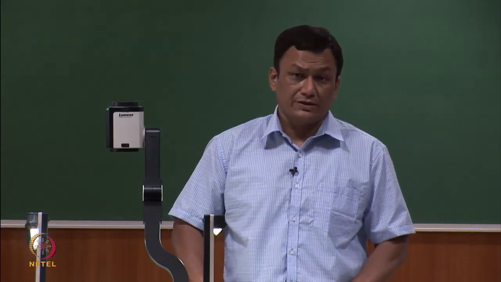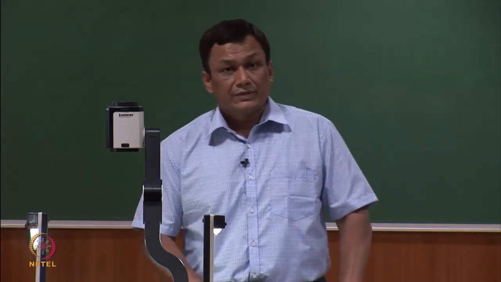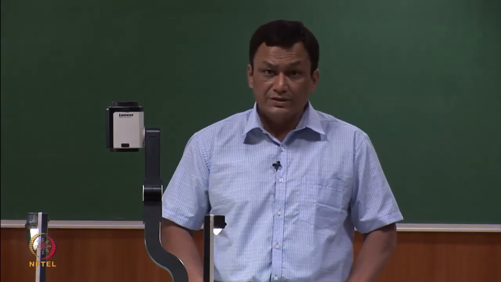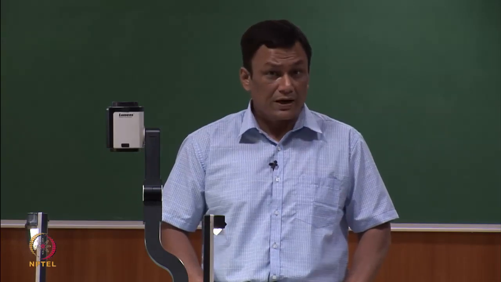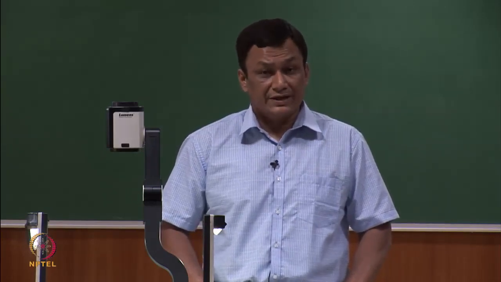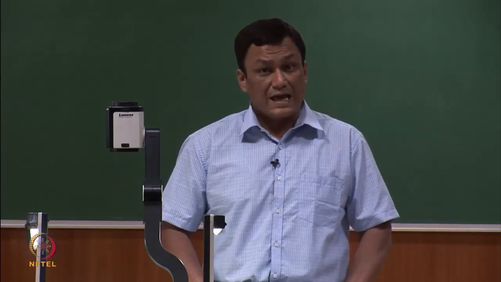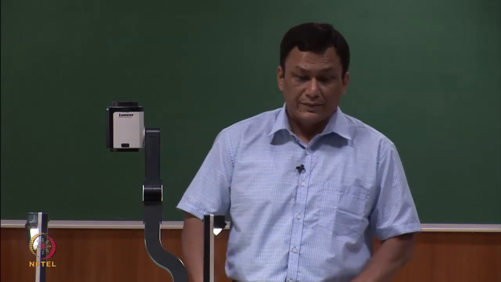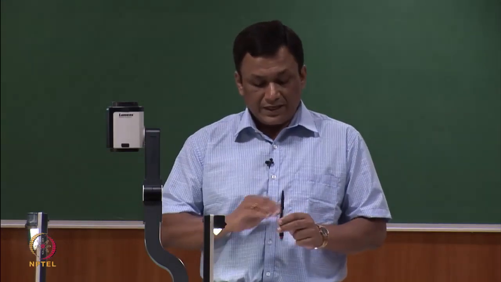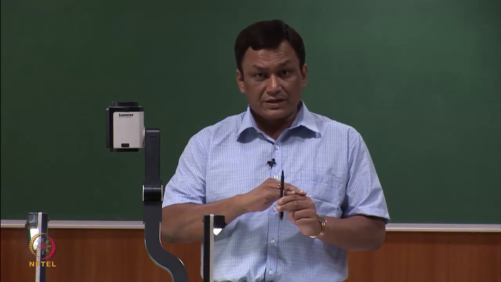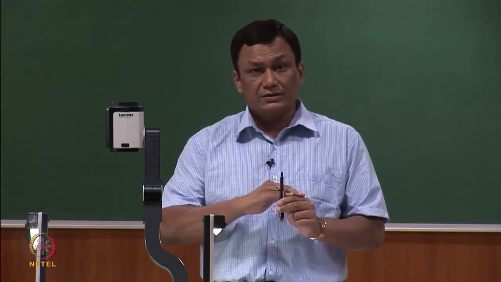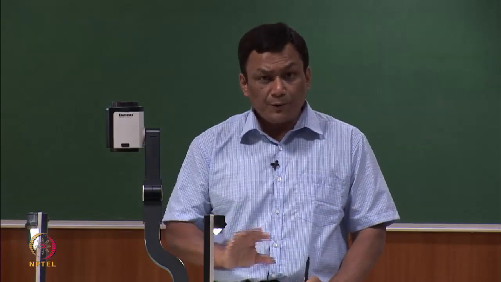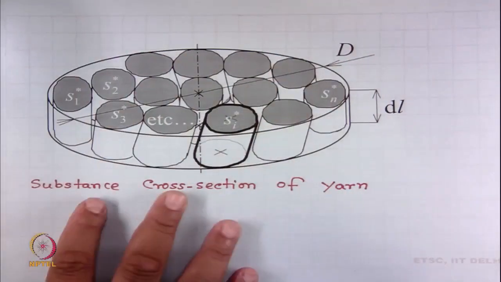What is substance cross section of yarn? Yarn consists of fibers, and the fibers are twisted, so they are not straight, they are not parallel to the axis of the yarn, rather they are inclined at certain angles from the axis of the yarn. So, if we cut a cross section at 90 degrees from the yarn axis and put that cross section under a light microscope, probably we see an image like this, what is shown here.